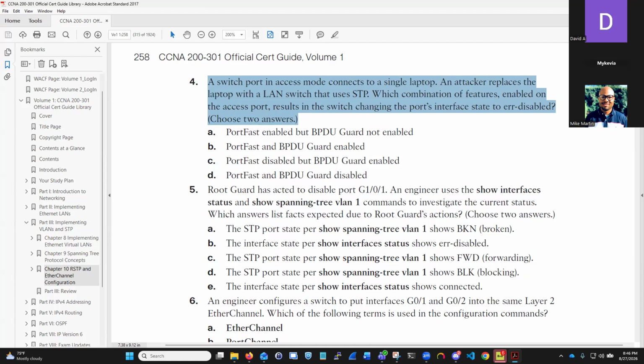Okay, so let's look at B and C, because the BPDU guard is enabled. And if we look at C, it meets the condition, right? If you look at C, it says port fast is disabled, but BPDU guard is enabled.